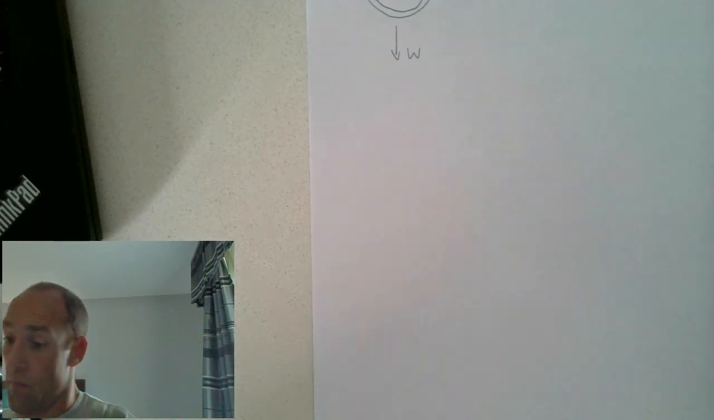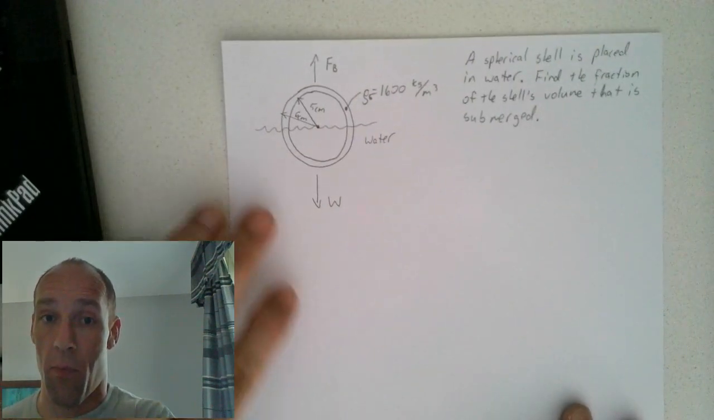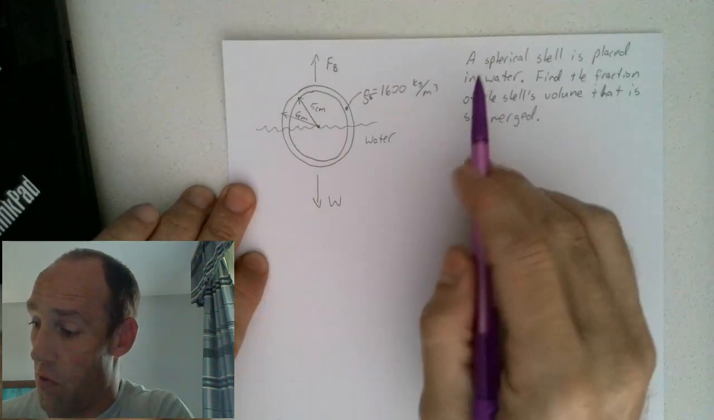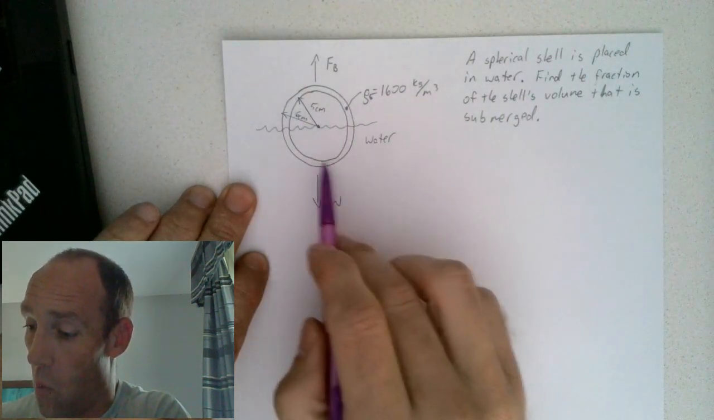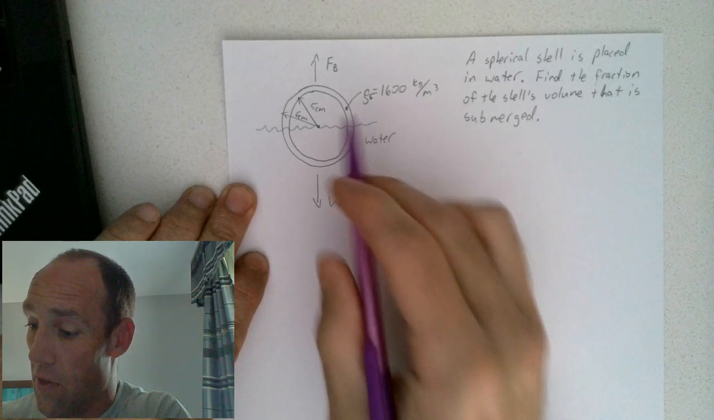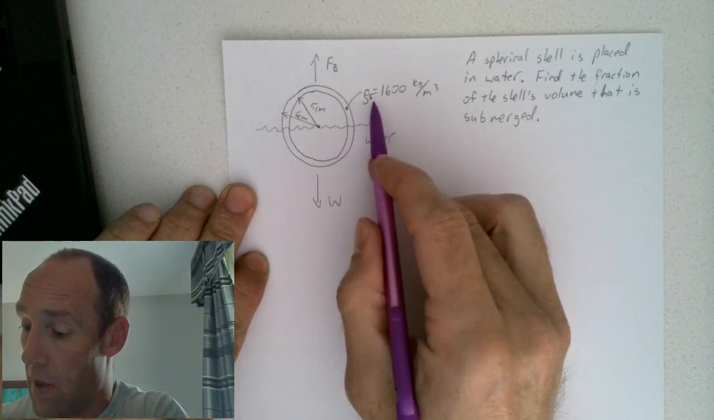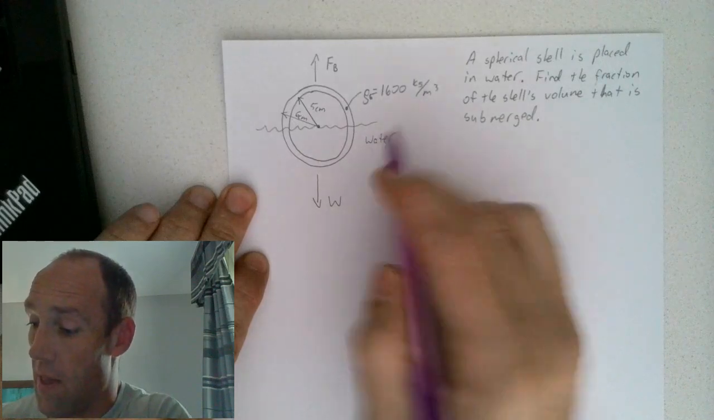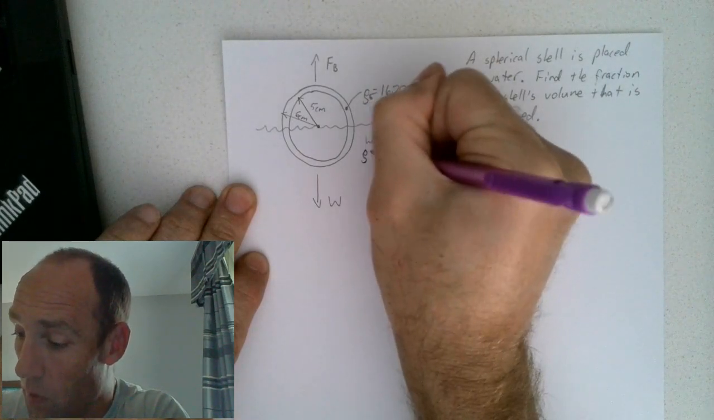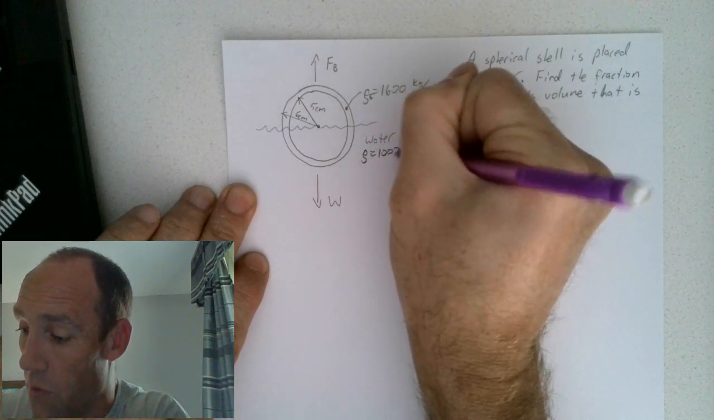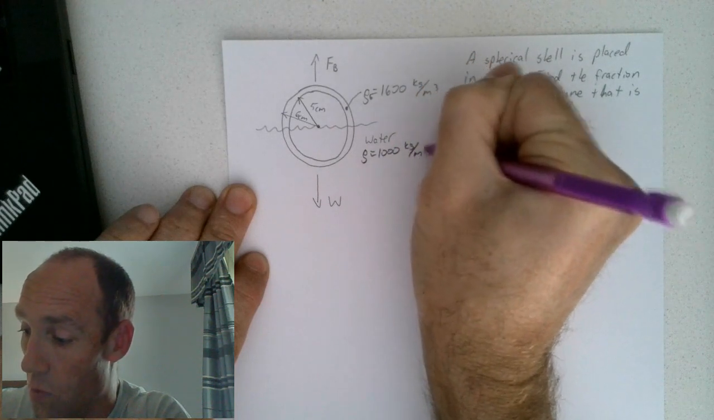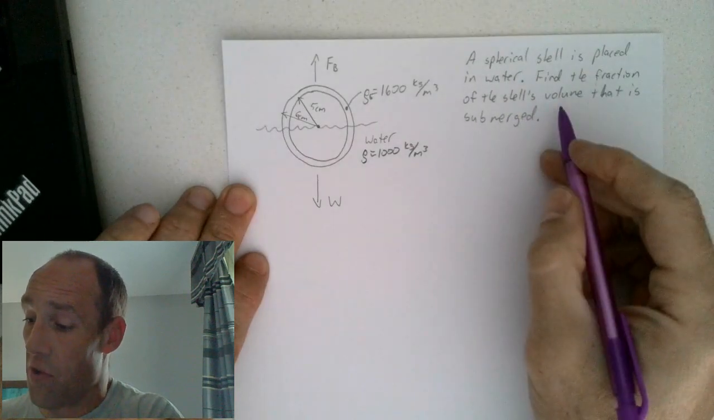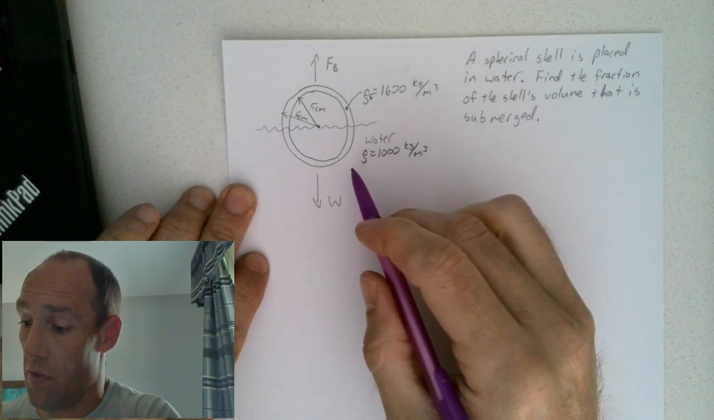All right. So here's a buoyancy problem. There's a spherical shell in the water, right? The shell material has a density of 1,600 kilograms per meter cubed. The density of water is 1,000 kilograms per meter cubed. And the question is, how much of the shell is submerged?